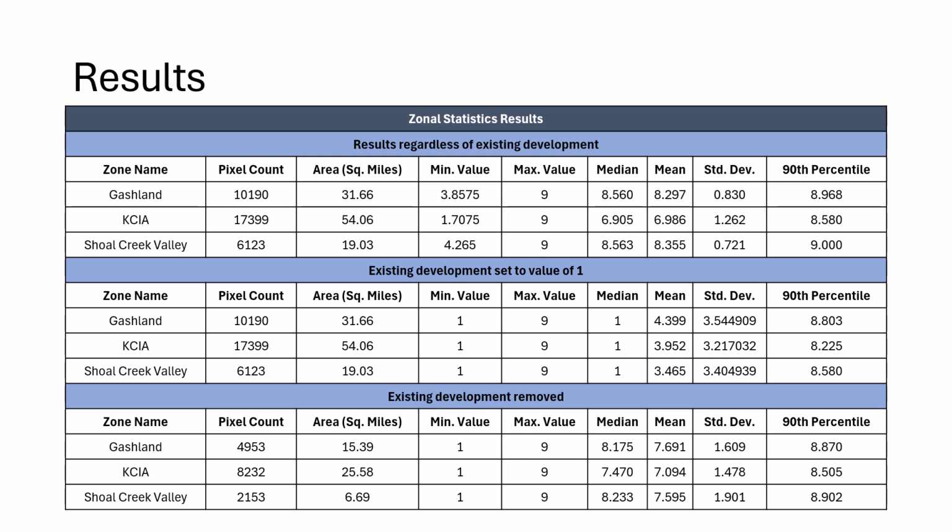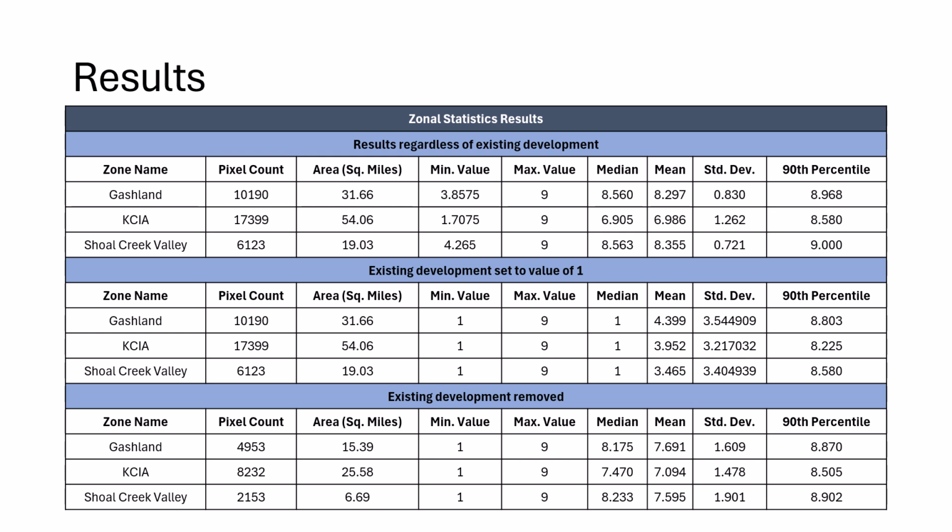I actually ran the zonal statistics to table tool 3 times with 3 different scenarios to get a result. The first one I ran without taking away the existing development. So for that one, these are the full areas with the existing development not really being considered in the calculations.